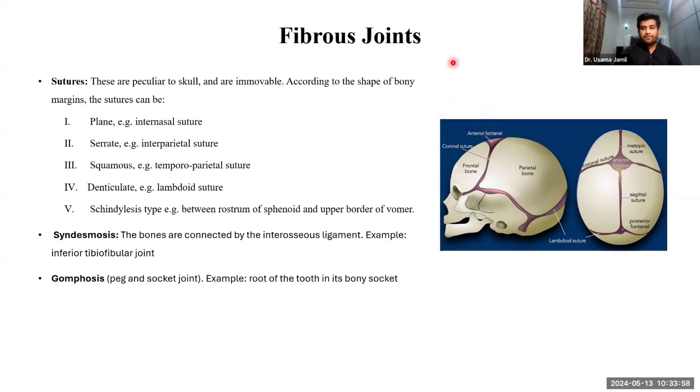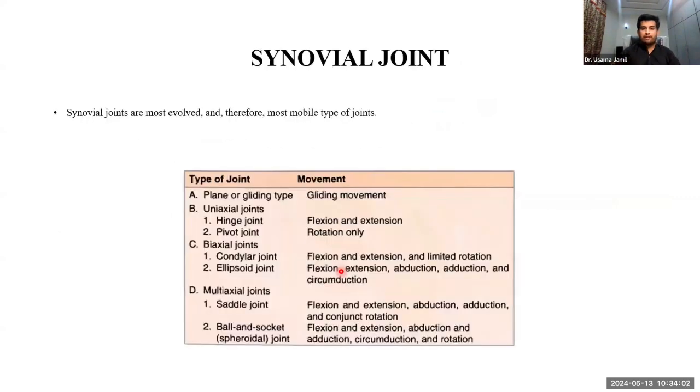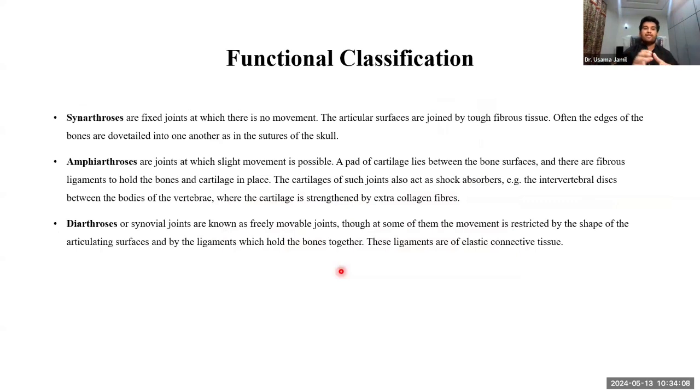Then we have cartilaginous joints. Then we have synovial joints. We already discussed these in great detail, like synovial joints being multi-axial, biaxial, or uniaxial. Then there is functional classification: synarthrosis, amphiarthrosis, and diarthrosis. As I said, these are the joints classified on the basis of the mobility they allow.